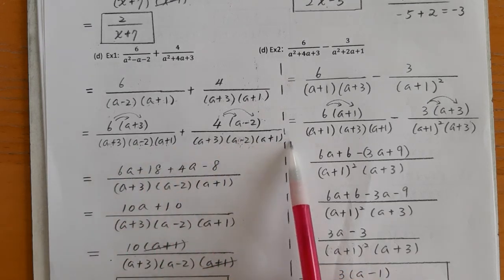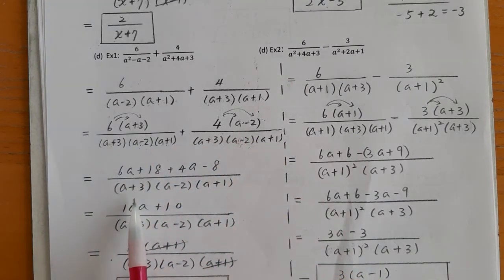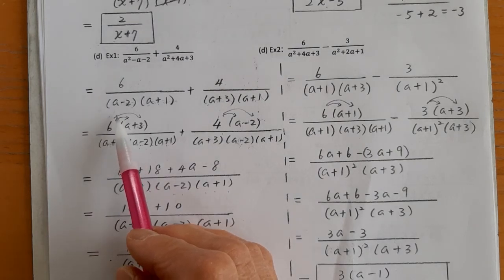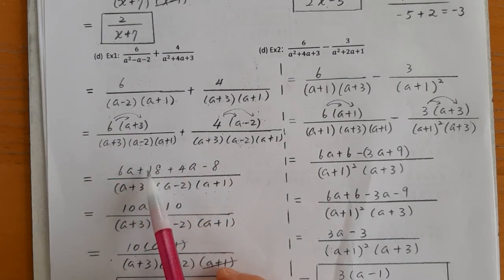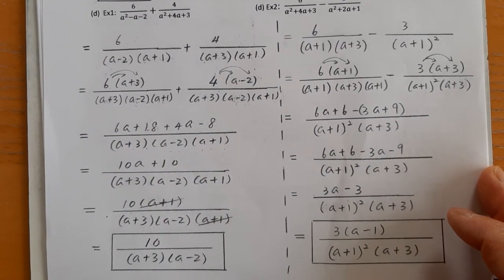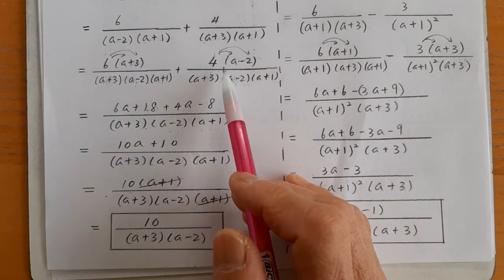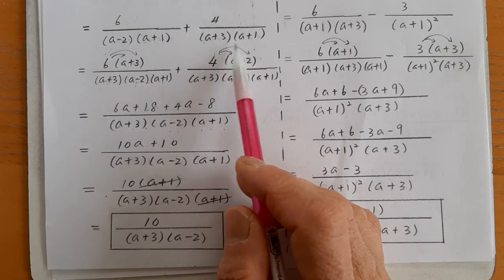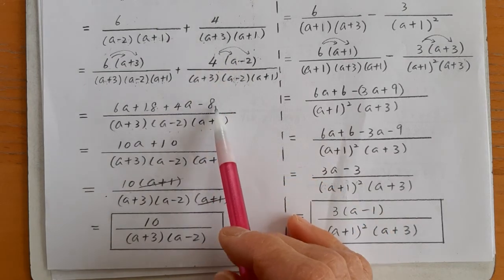Now they have the same denominator. And write that denominator, a plus 3 times a minus 2 times a plus 1. The numerator, distribute in, remove the parentheses. 6a plus 6 times 3 is 18, and plus 4a minus 4 times 2 is 8.